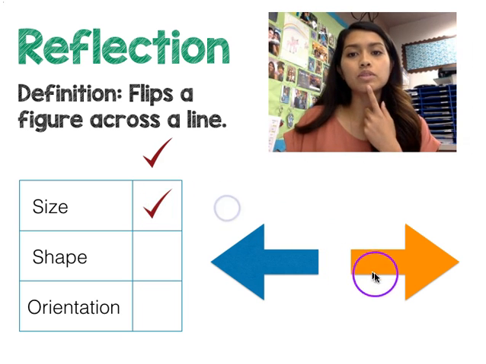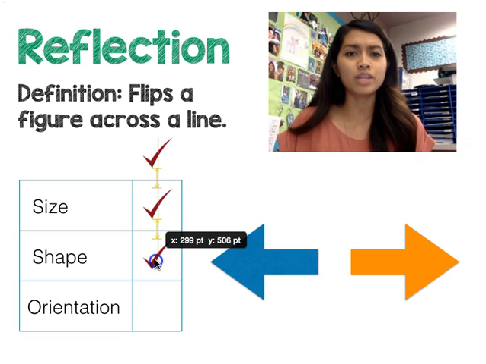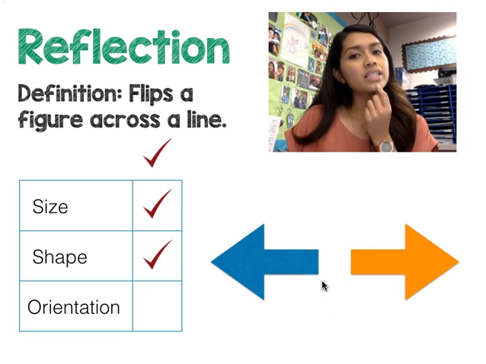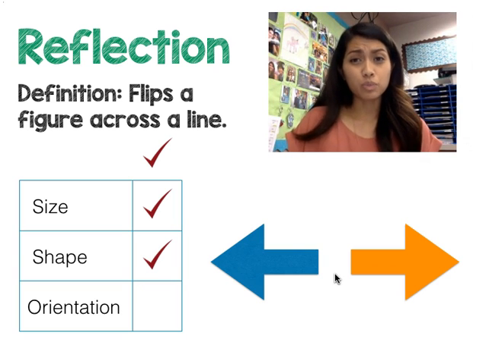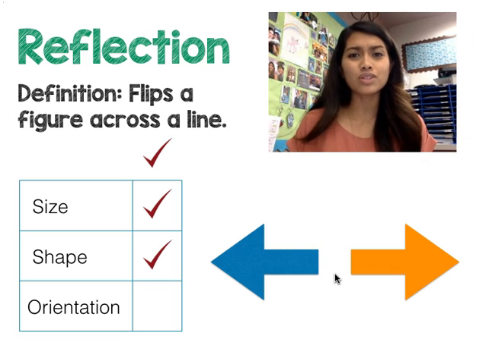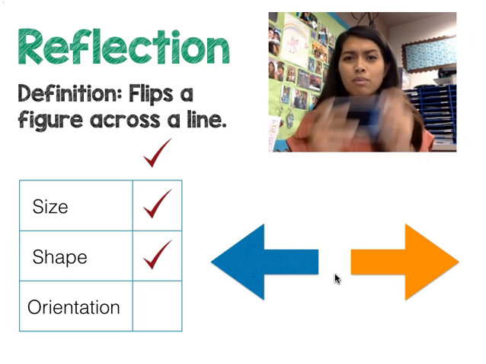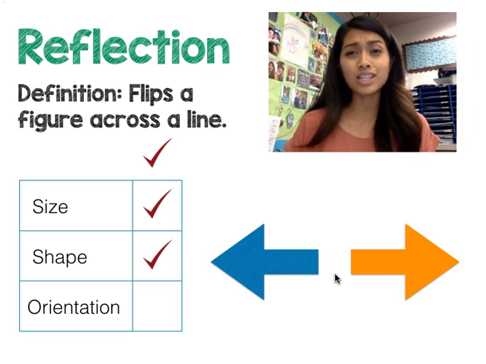Let's see. Is it the same shape? Again, they're both arrows, so yes, they're the same shape. Now, is it the same orientation? No. Why? Because one is pointing to the right and the other one's pointing to the left. So no, it's not the same orientation, even though they both appear to be in landscape mode. They are not in the same orientation.